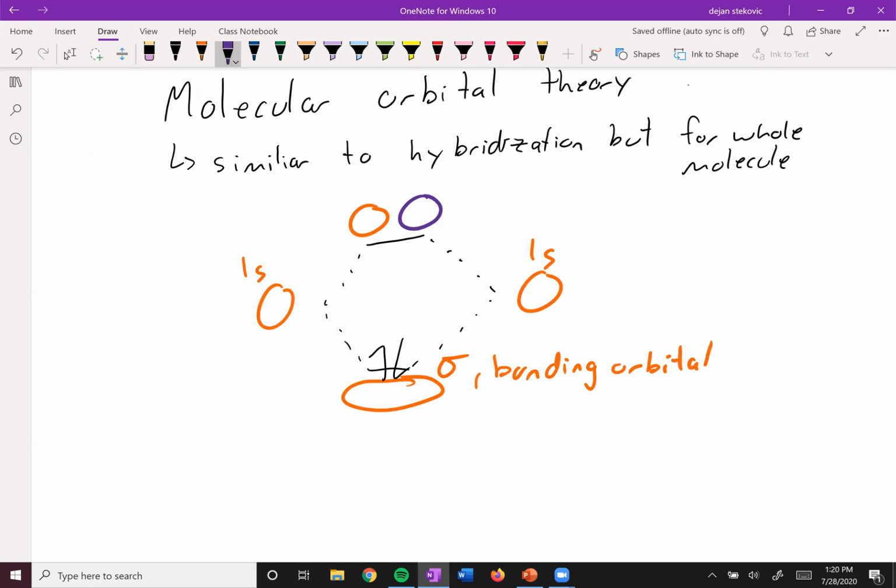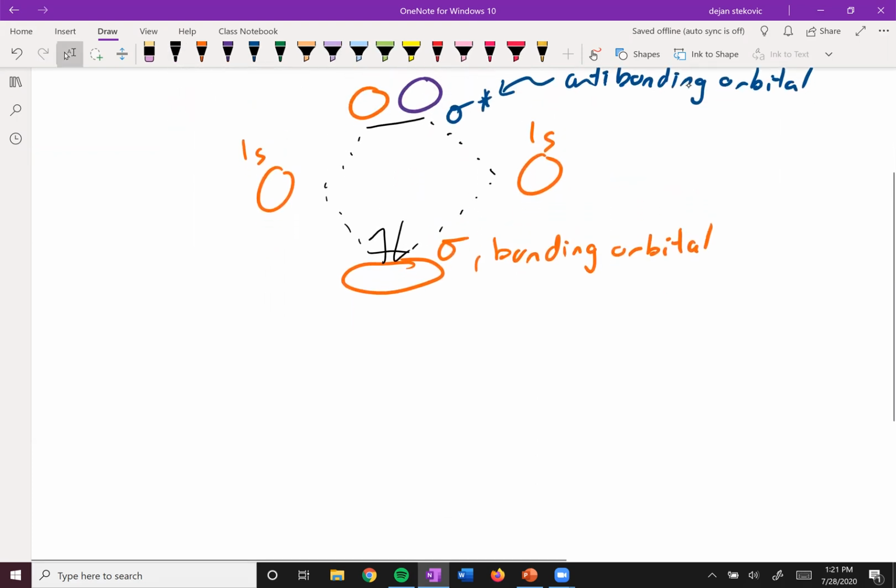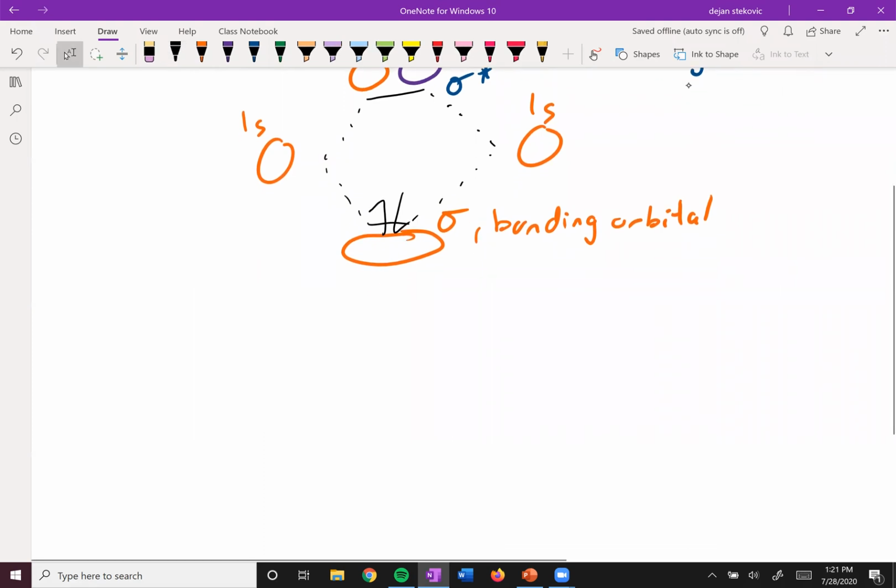And then up top here, we've got what's called a sigma star orbital. And the star means that it's an anti-bonding orbital. Right, you can see how in the bonding orbital, we've got some overlap here. And in the anti-bonding orbital, we've got opposite colors or things out of phase with one another. And so because they come from the s orbitals, they are sigma bonds.